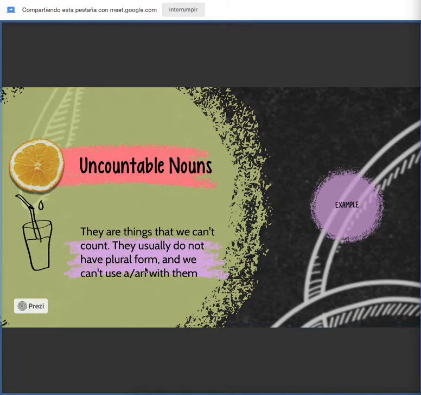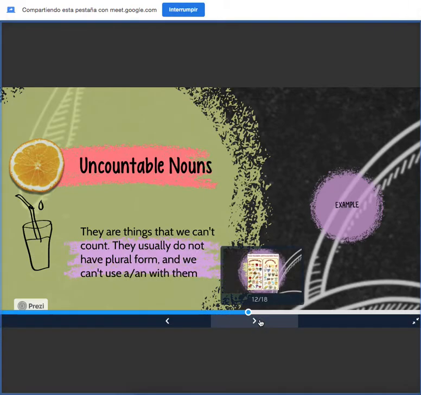So the first tip that I can give you to recognize countable and uncountable is this one. Look for the things with plural forms. Try to find the plural form of the noun. If you don't have a plural form, you don't have a countable noun. And also, no puedes decir like a water. No puedes decir que es como una agua. It's wrong because you can't count water. So you can't use a.